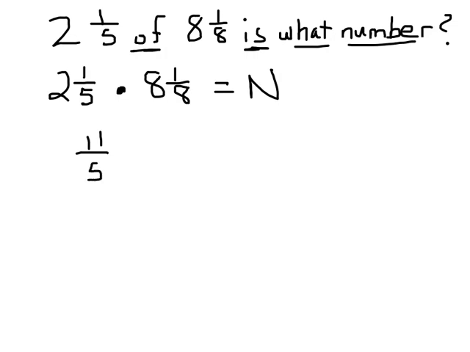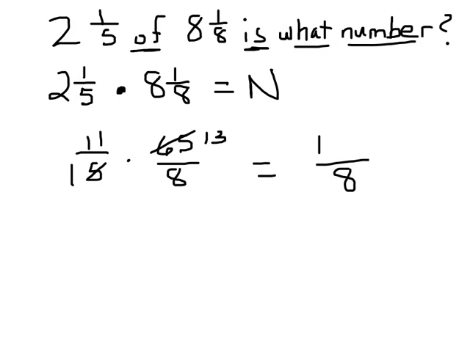11/5 times 65/8. And we can cross cancel here. 1 and 13 equals 8 times 1 is 8. 10 times 13 would be 130, plus 13 more would be 143. Use that mental math every time you can, okay?